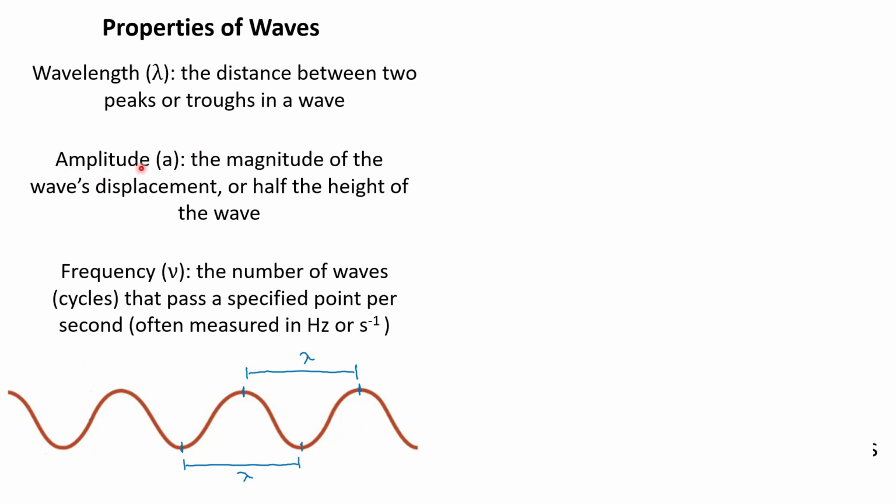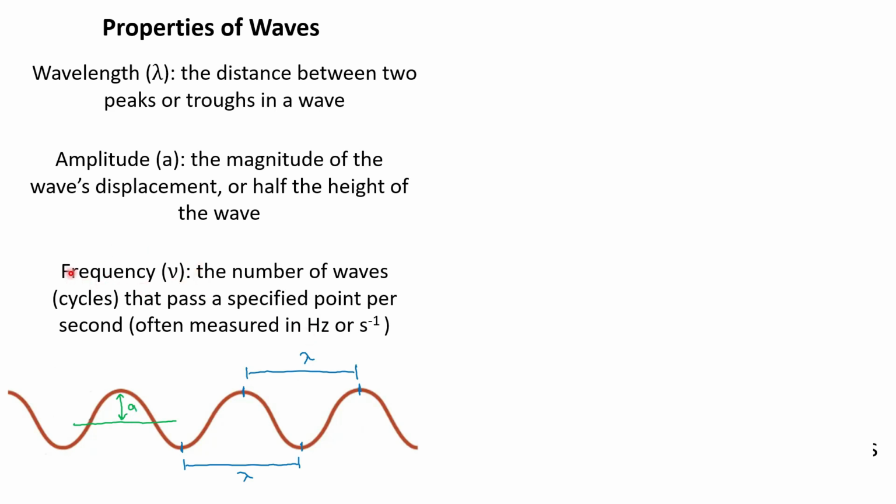The amplitude of a wave is the magnitude of the wave's displacement, or half the height of the wave. On my sample wave, if I'm going to chop that wave in half, this would be the amplitude right here.